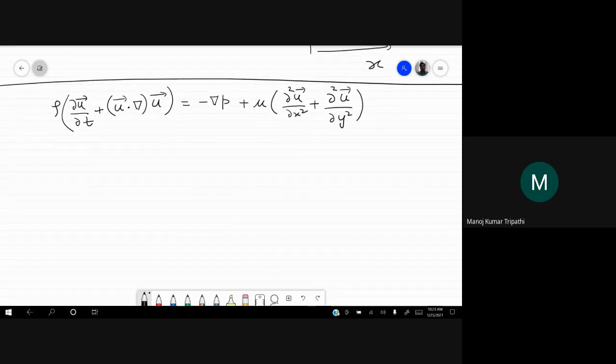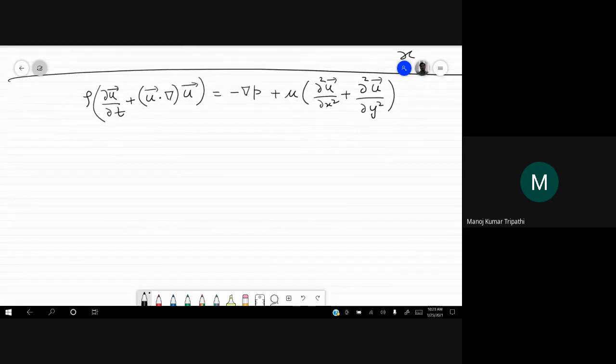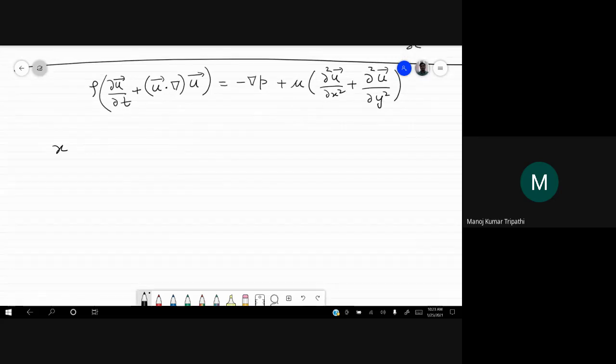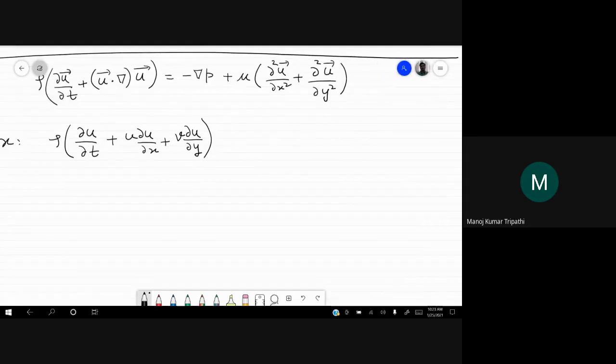In this equation, you need to discretize each and every term. If I write it for only x direction, then it looks like this. If let's say u is the x velocity without any vector symbol over it, plus in 2 dimensions, it looks like this.